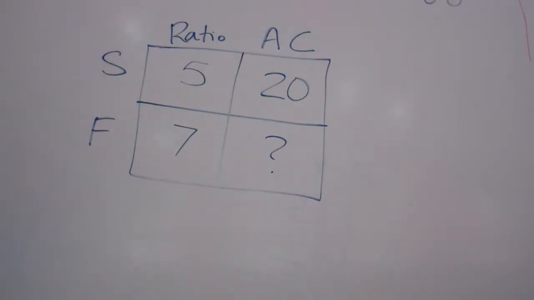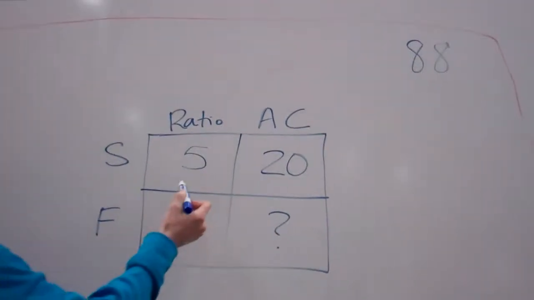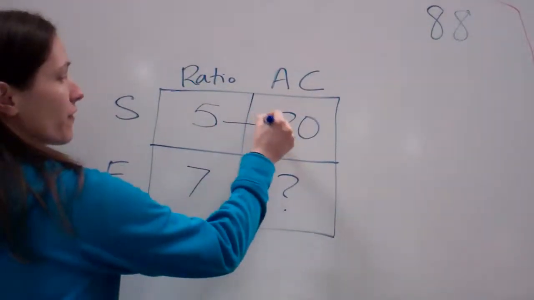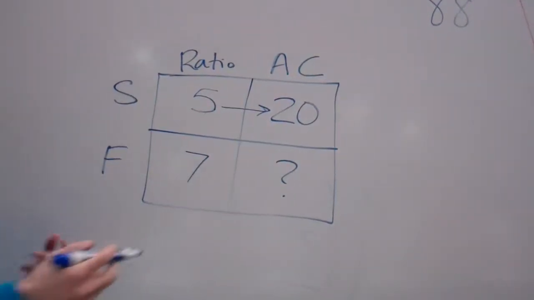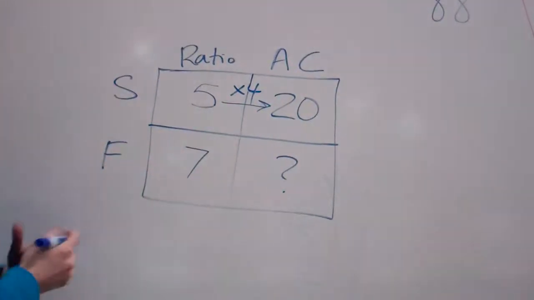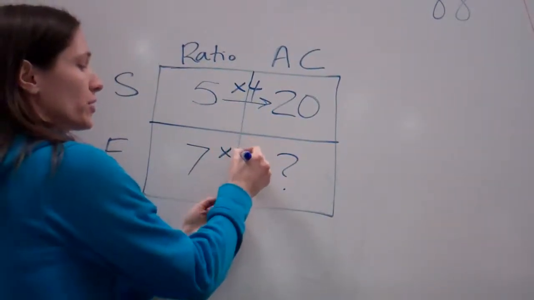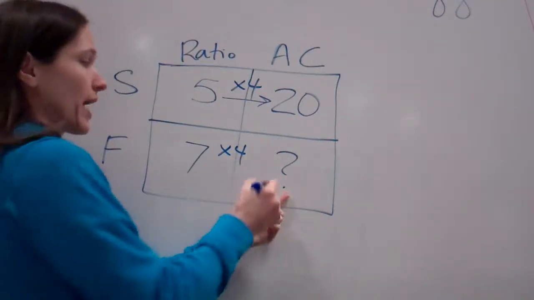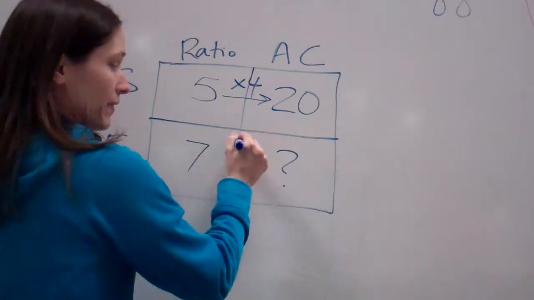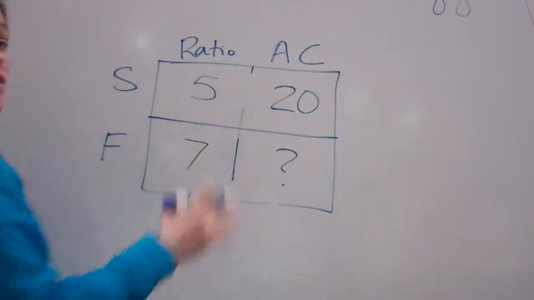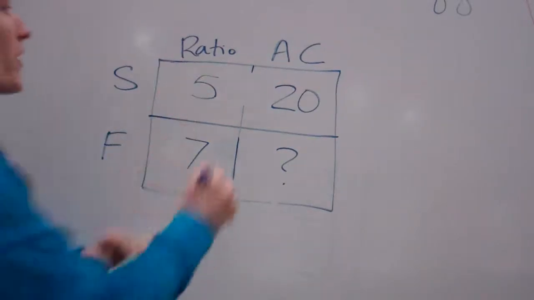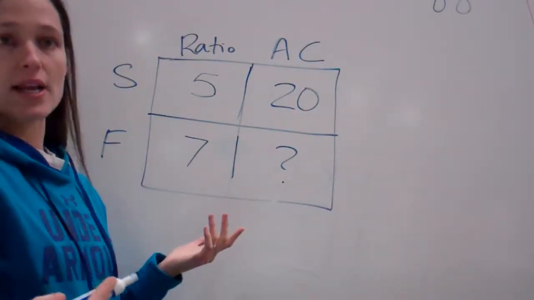Very good, okay? So there's two ways to do this problem. I'm going to show you the easy way first, okay? So what you're going to do is go, how did I get from 5 to 20? You multiply it by 4, okay? So what I do to that one, I have to do to this one. So my answer would be 28. That's the easiest way. So if you can figure out the function, that's what it's called, just use it to answer the problem.